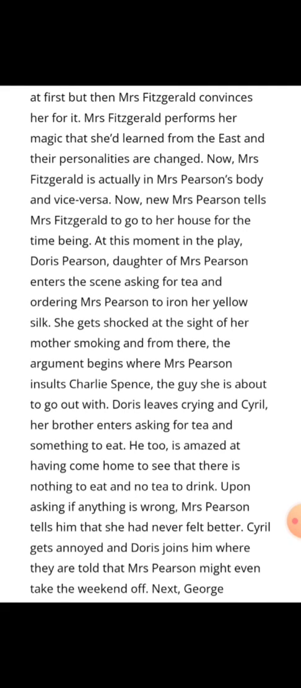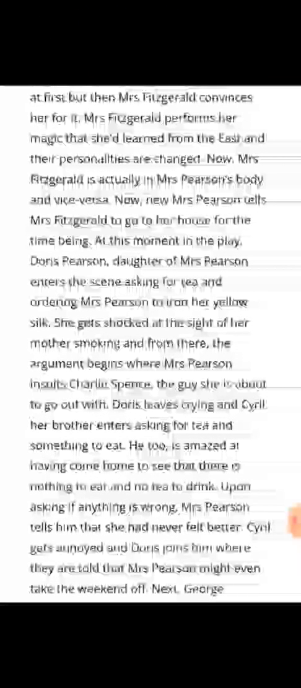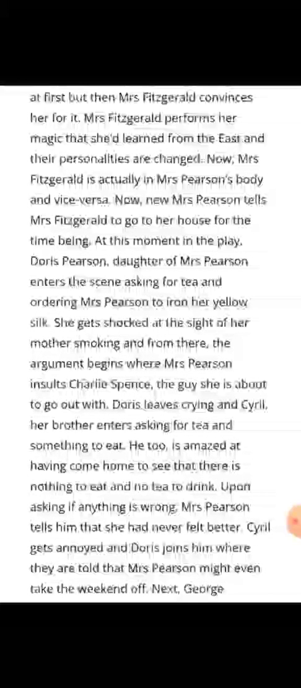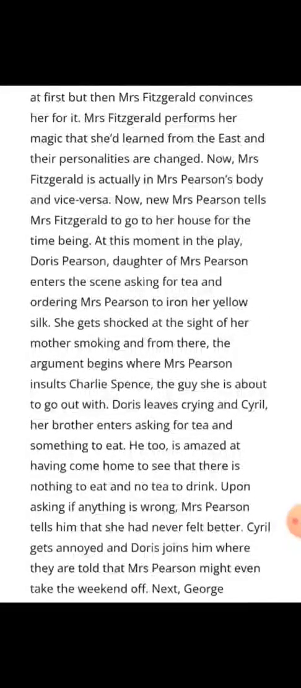Mrs. Pearson said no, she cannot do it anymore because she was very busy all day, and it is not easy to iron her silk dress. At that time Miss Doris Pearson was getting very angry and shocked to see the unusual behavior of her mother. Clear? So what happened? She gets shocked at the sight of her mother smoking, and from there the argument begins, where Mrs. Pearson insults Charlie Spence, the guy she is about to go out with.